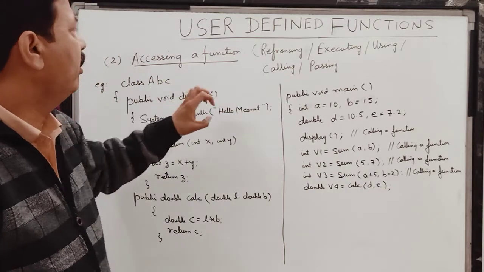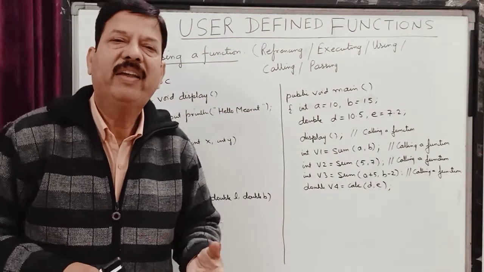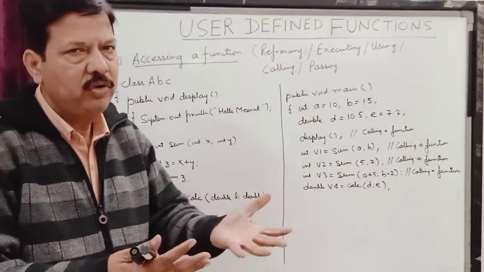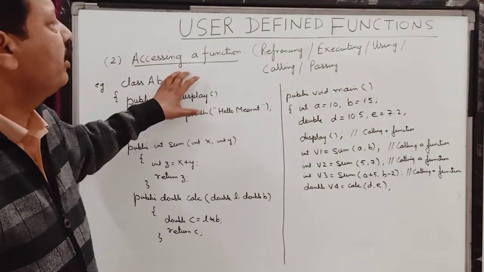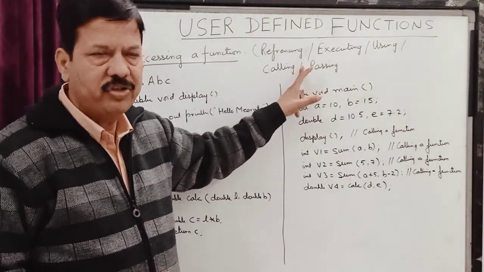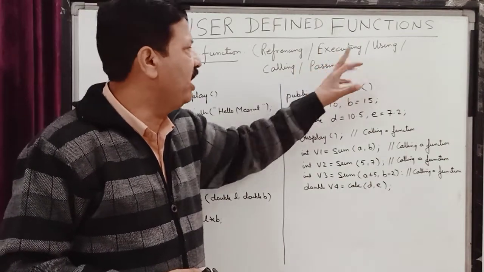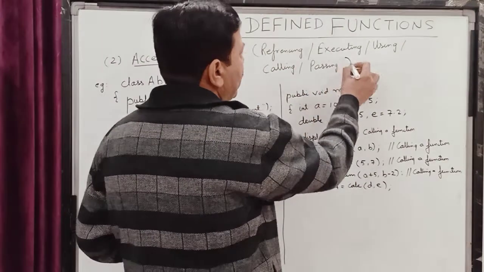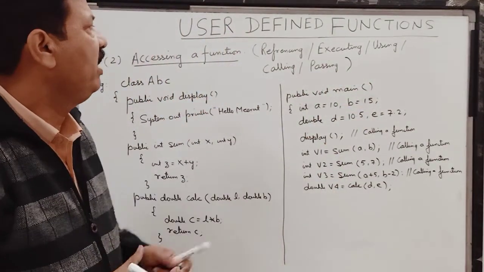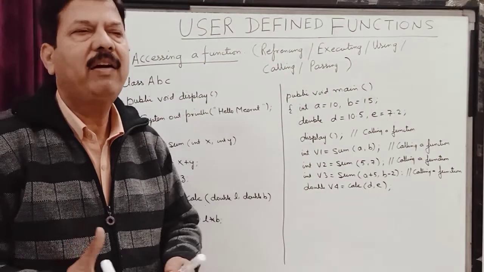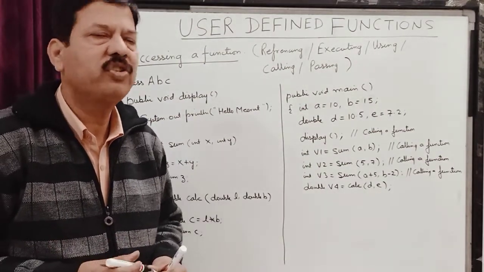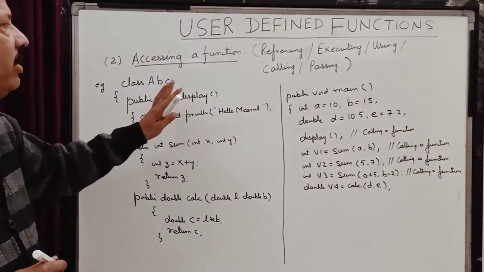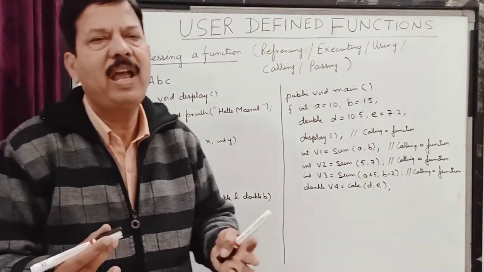So today in this video, children, we are going to study about accessing of a function, which we also call using a function. Accessing a function can also be called referencing a function, executing a function, using a function, calling a function, passing a function. These are different terms which can be used for using these functions. So a function is created, now we are using those functions, so it is called accessing a function.